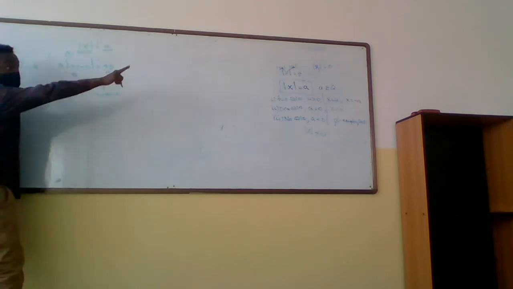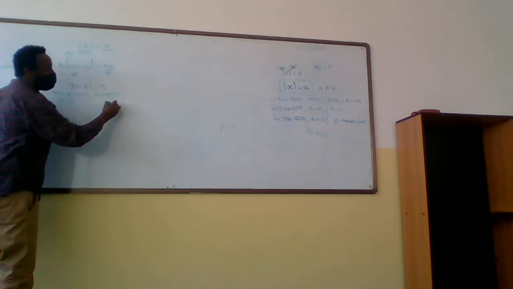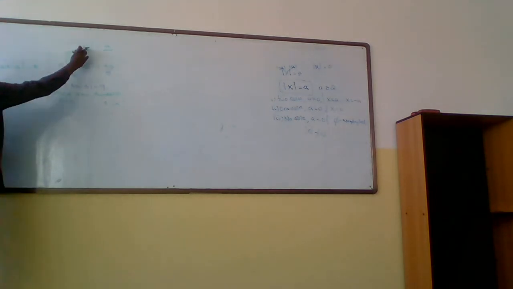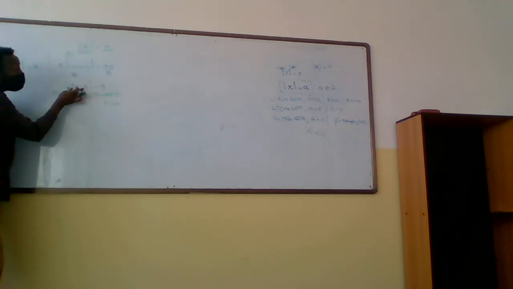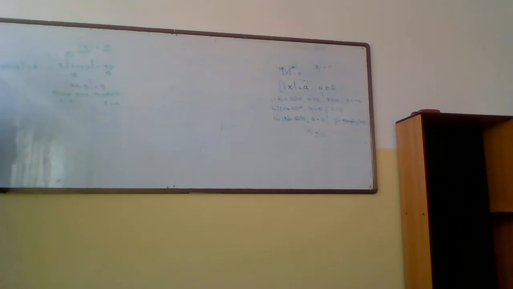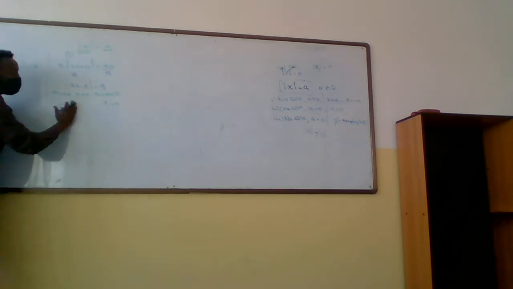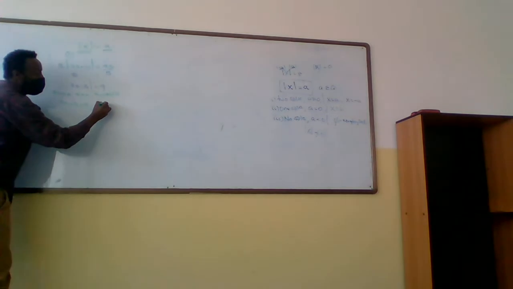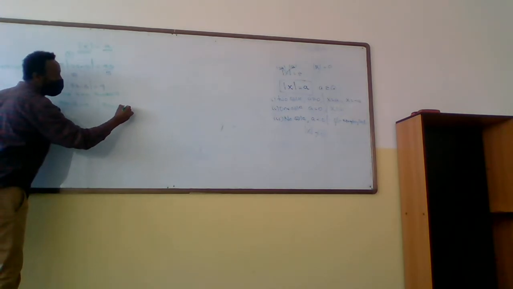X is equal to positive, x is equal to negative. What does this mean? For us, our x is what? 7x minus 3 is our x, whatever is within that absolute value. So, in our case, it will be what? 7x minus 3 is equal to 9, and then 7x minus 3 is equal to negative 9.